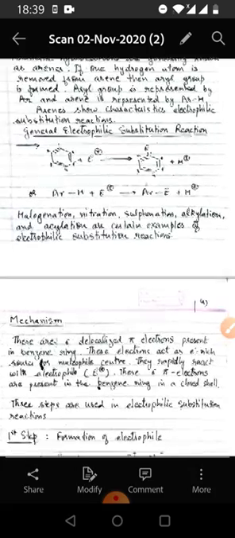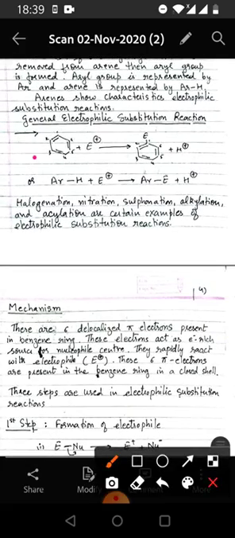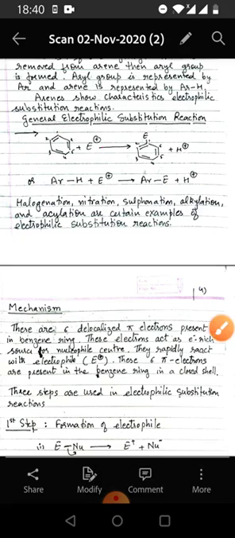So if we see the general electrophilic substitution reaction, we see benzene reacting with an electrophile. Now the hydrogen at carbon 1 gets replaced by the electrophile, and carbon 1's hydrogen is lost as a proton. Or if we see here ArH, this H is replaced by E, it is lost as a proton, and this E gets bonded with Ar. Halogenation, nitration, sulfonation, alkylation and acylation are certain examples of electrophilic substitution reactions.